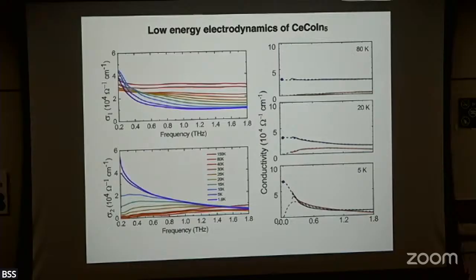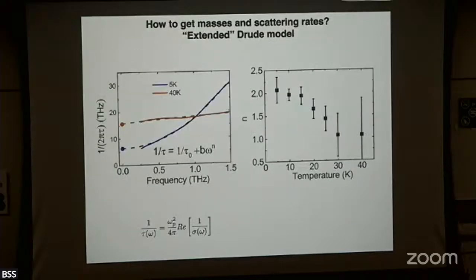Okay, good. So then another thing that we can look at here is this plot of the scattering rate as a function of frequency, extracted in the fashion that I discussed here. The explicit expression is right there. It's the real part of 1 over sigma with some prefactors in front. 1 over sigma is a complex resistivity. So the real part of the complex resistivity gives me a frequency-dependent scattering rate.